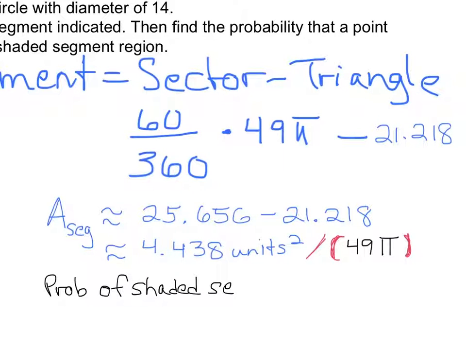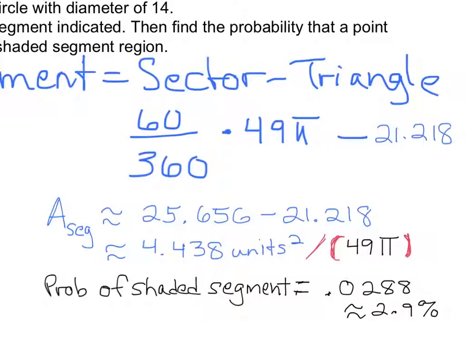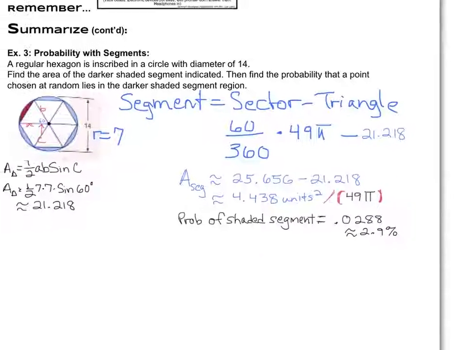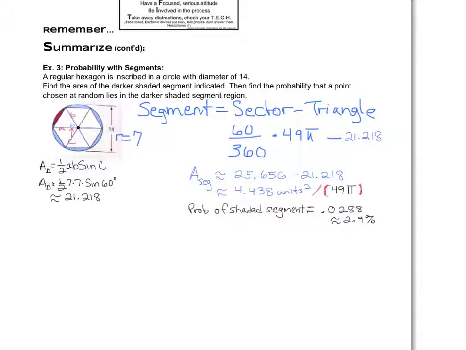Probability of getting a point in the shaded segment is going to be 0.028, or approximately, actually it's 0.029, so let's go to 2.9%. So think back and look at the diagram that we started with. Does it make sense that such a small percentage, if I threw a dart at this picture, would be the probability? And yes, I think it does.